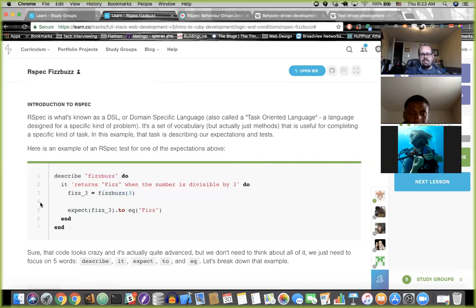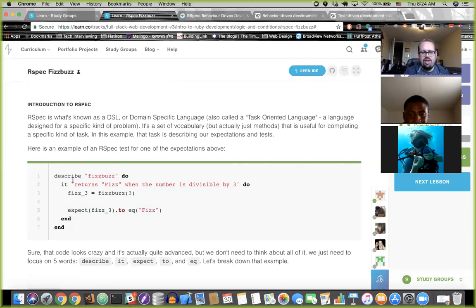And then blank space, line 5, here's that word expect, right? Fizz 3, so we have the fizz 3 again, expect fizz 3 dot to, and I love it, like what is dot to? To do something, right? It's English. Dot to EQ, and EQ being? It's equal. Expect fizz 3 to equal fizz.